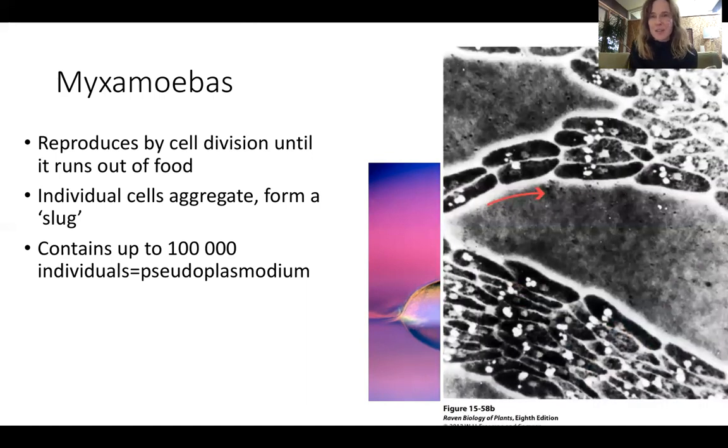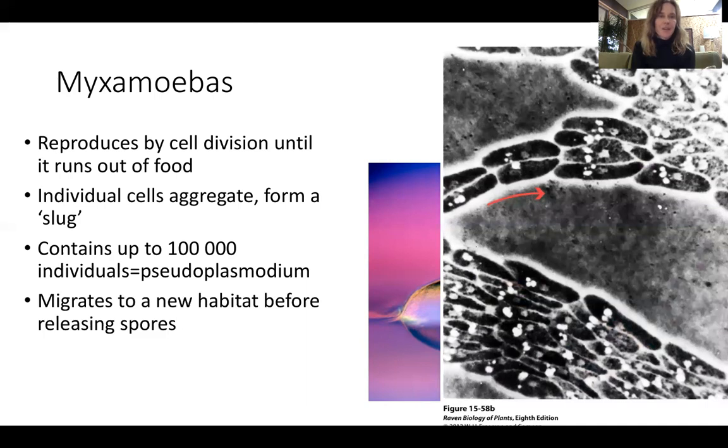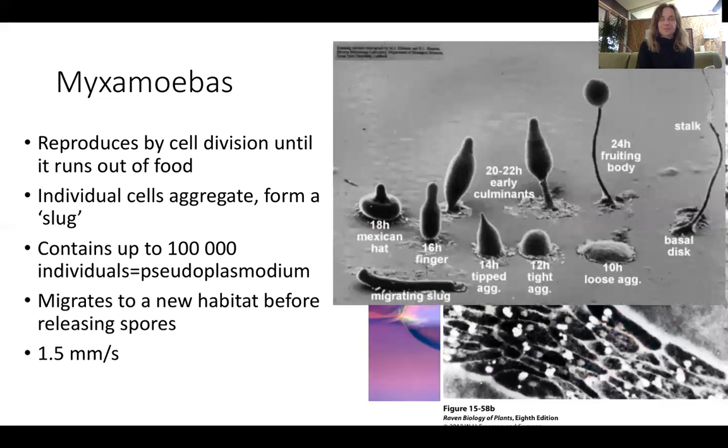And here you can see a micrograph of these little individual myxamoebas lining up, getting ready to make a slug. And when they are a slug, they chug along, they move to a new habitat where conditions are better, and then they release spores. Now, these guys can move pretty fast, 1.5 millimeters per second. When you're as tiny as that, I think that's pretty incredible. So here's what happens. They chug along as a slug, they get to this new place, and they start differentiating.